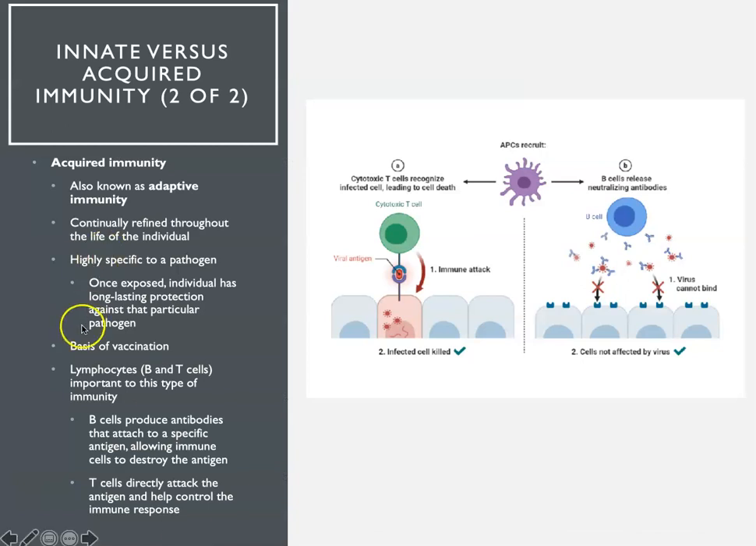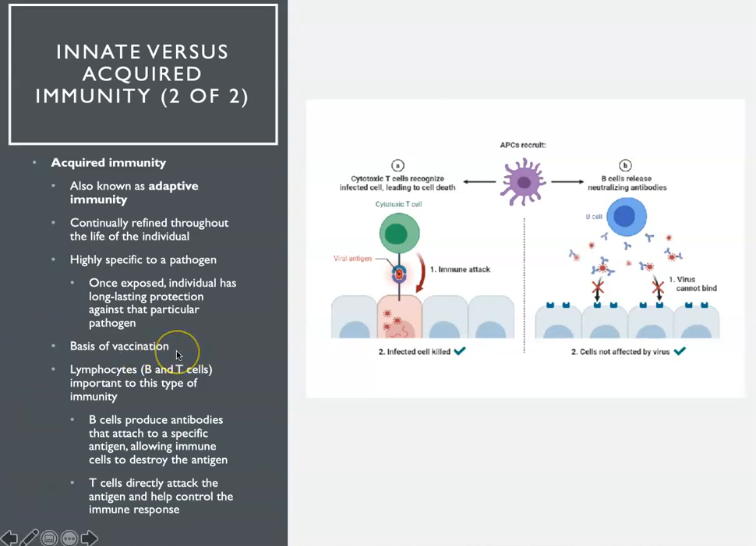Okay, so if we specifically look at acquired immunity, another name for this is adaptive immunity. So now this is something that's continually sort of refined throughout the life of the individual. Anytime you encounter any sort of pathogens or antigens, your body's then going to develop antibodies against those pathogens, right? And these antibodies are specific to a specific pathogen, okay? So the idea is once you're exposed to that, your body generates these antibodies, and then if you encounter that pathogen again, the body can get rid of it quickly before it causes illness, okay?